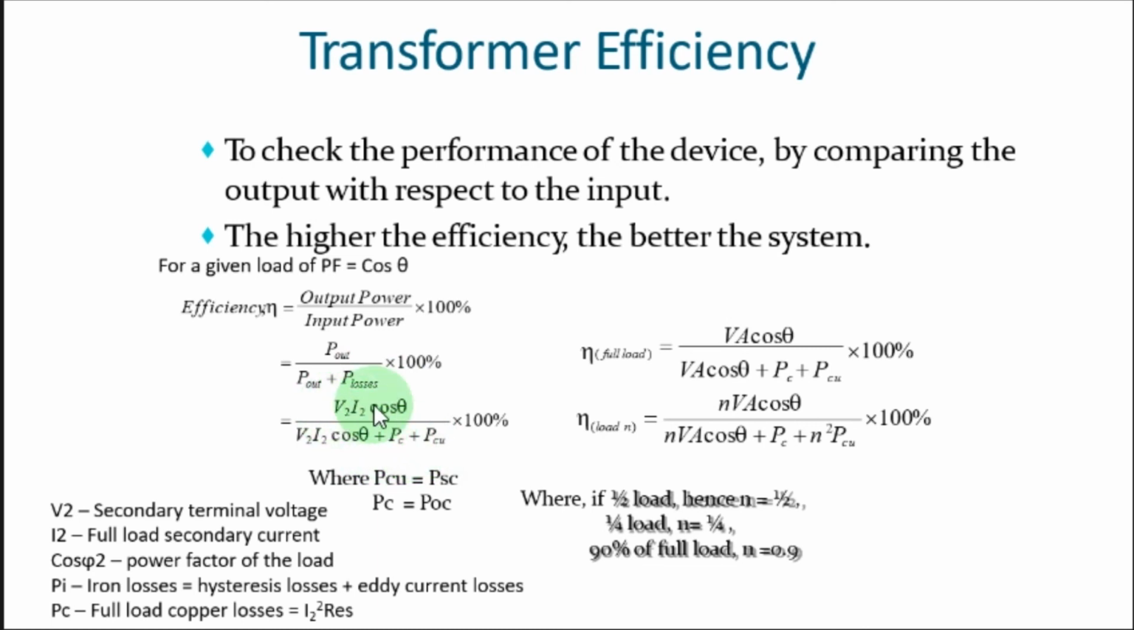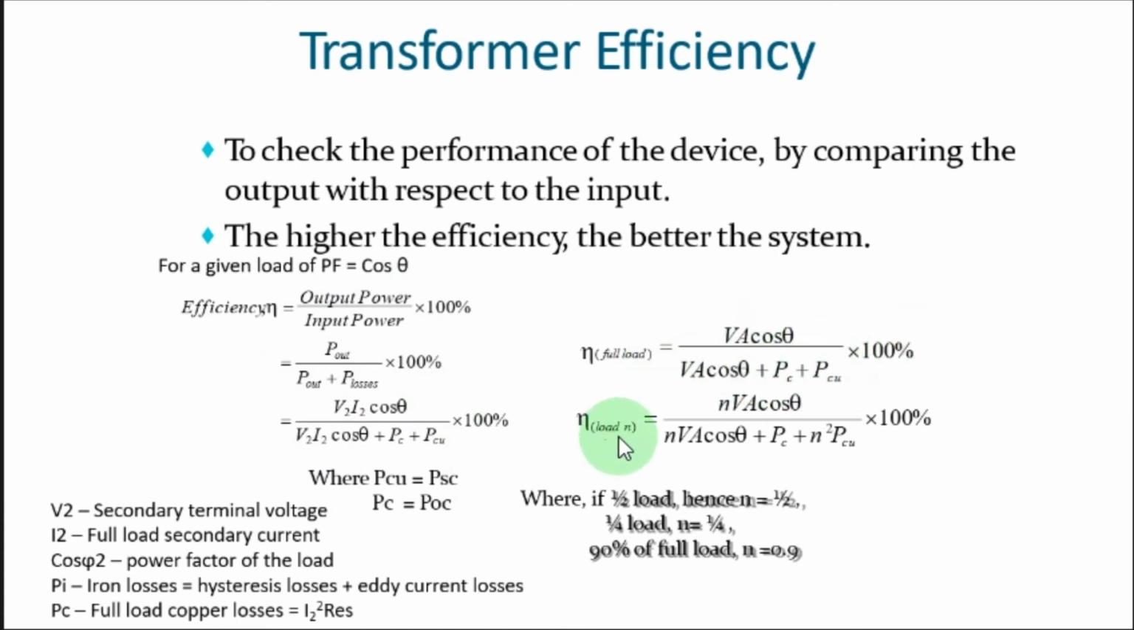So it's V2 I2 cos theta over V2 I2 cos theta plus PC plus PCU. PC is the core loss and PCU is the copper loss. So PC value you are getting from the open circuit test, PCU value you are getting from the short circuit test. And this is for the full load, right? So that is this one.